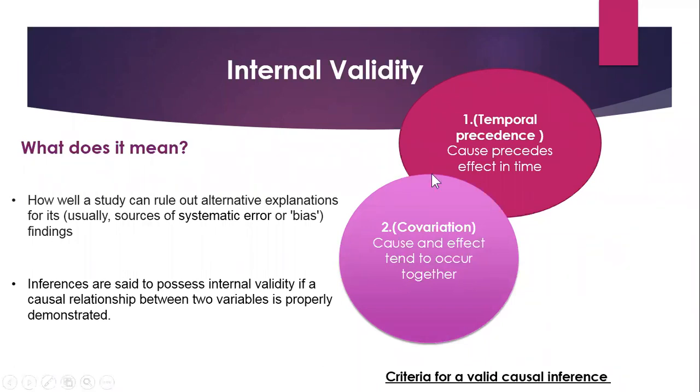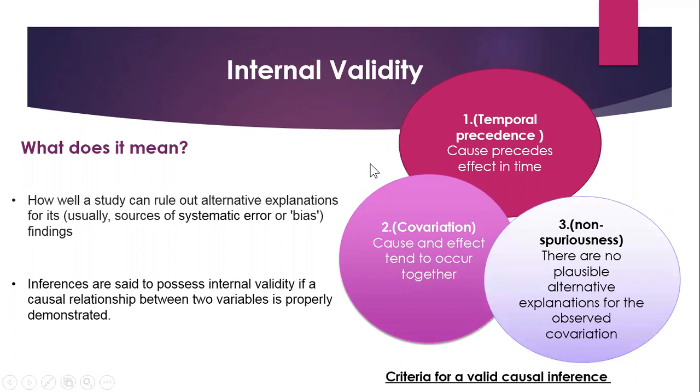So the cause and effect tend to occur together. That's called covariation. And finally, non-spuriousness, which means that there is no plausible alternative explanation for the observed covariation. Those are called the criteria for a valid causal inference. So it's composed of three: temporal precedence, covariation, and non-spuriousness. Basically, you must have an effect, and the cause came before it, and the cause and effect occur together. And lastly, there is no plausible alternative explanation.